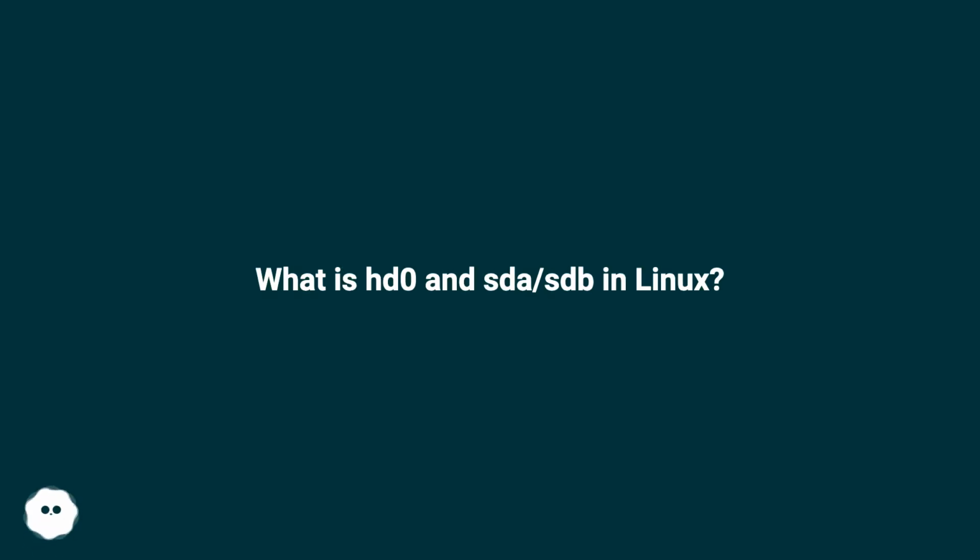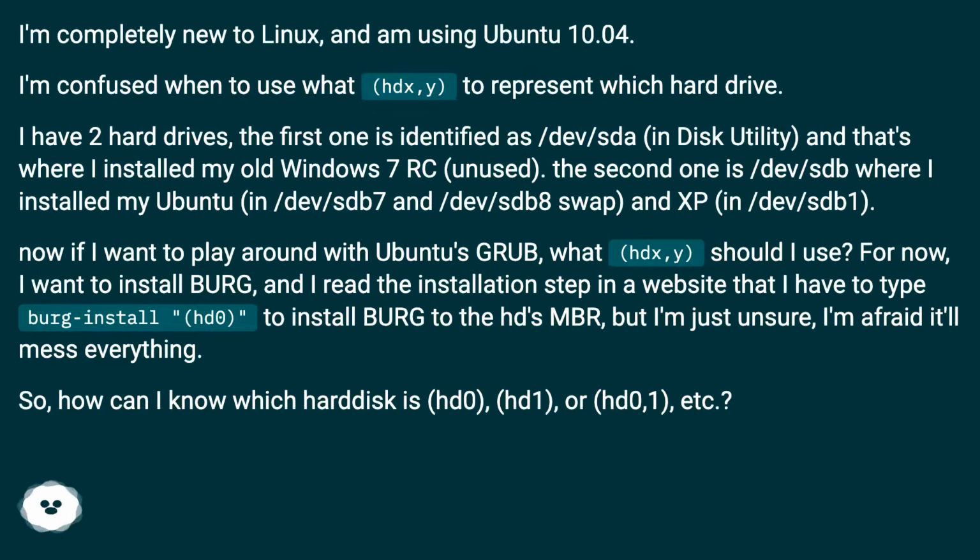What is hd0 and sda / sdb in Linux? I'm completely new to Linux, and am using Ubuntu 10.04. I'm confused about when to use what, hdX,Y, to represent which hard drive. I have two hard drives.